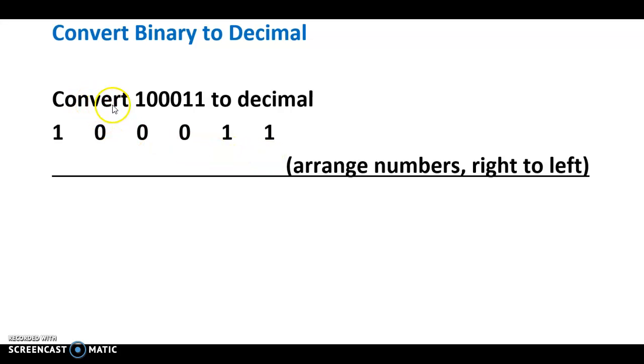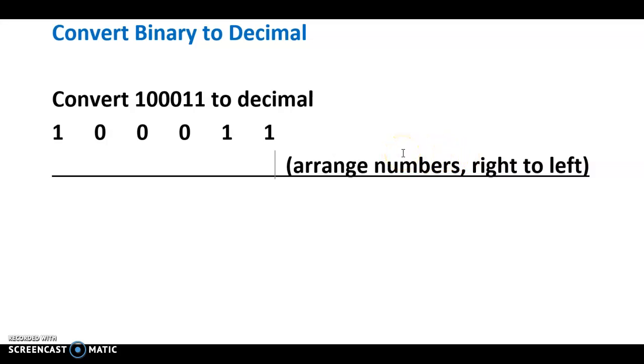So here I have an example. Convert this binary number 100011 to decimal. I'm going to rearrange that with some spaces in between, and I'm going to write on the second row, as I've indicated here. We're going to arrange the numbers right to left. So I'm going to start from the right end and proceed to the left.